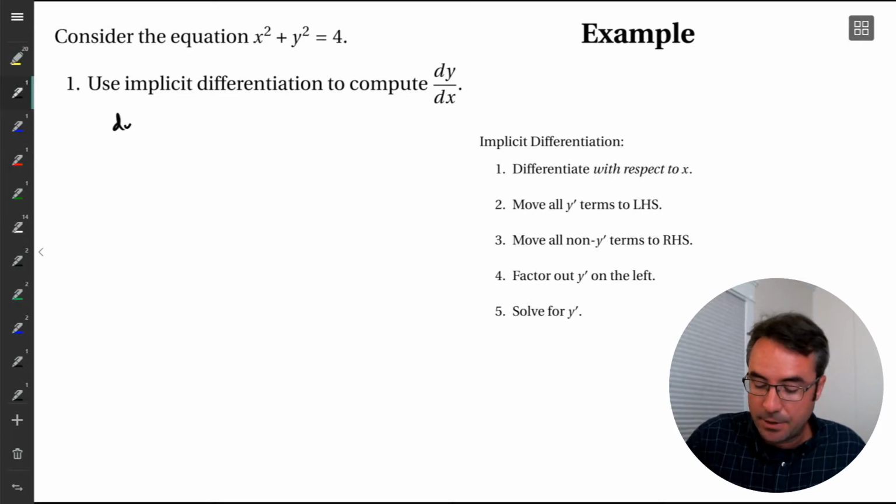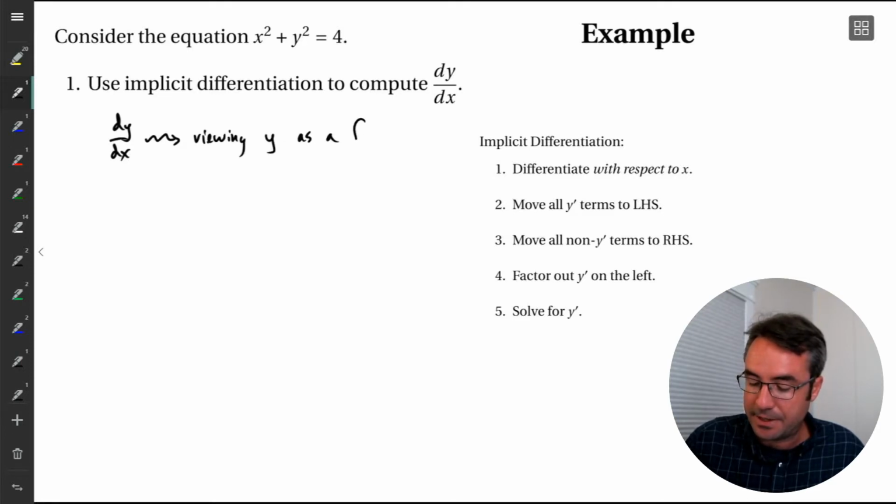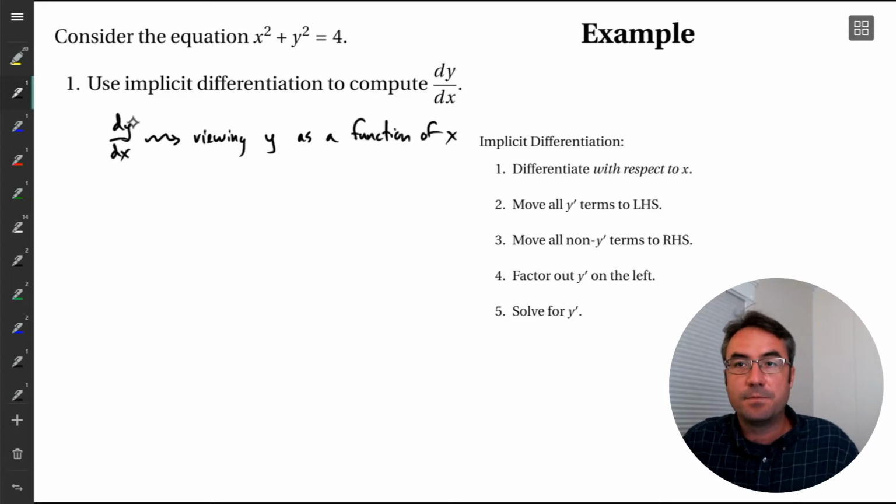So the fact that we're calculating dy dx here tells us we're viewing y as a function of x. Again, the symbol that we see here, the dy, tells us we're interested in differentiating the function y, and the fact that there's an x down here tells us that we're interested in differentiating y with respect to x. So we're treating x as our variable.